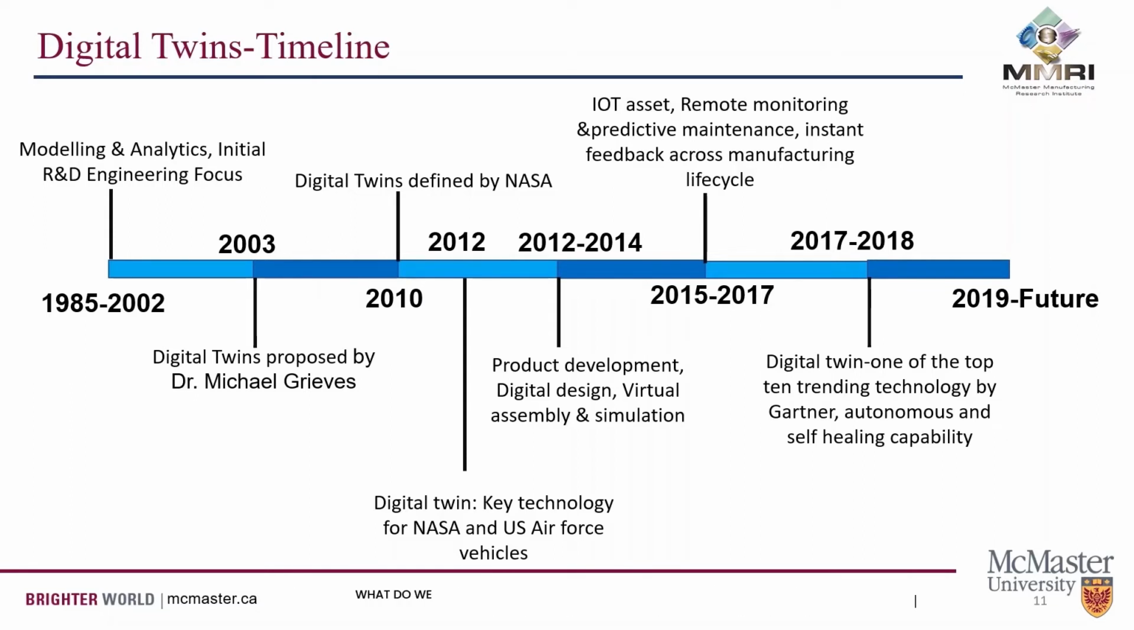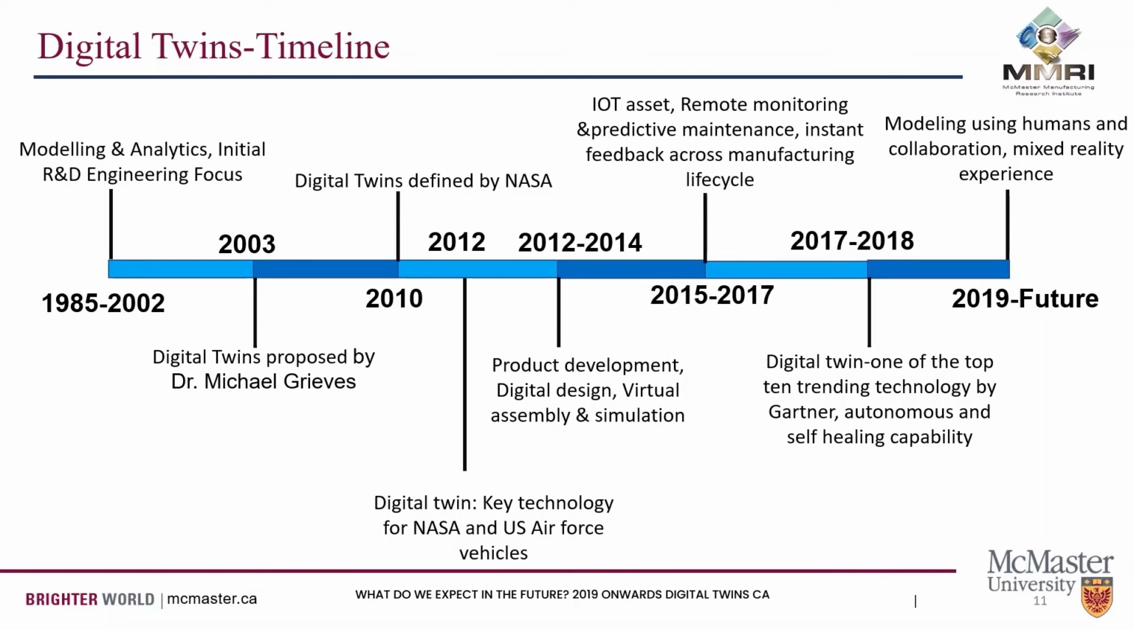So what do we expect in the future? From 2019 onwards, the digital twin can be used for modeling using human and device collaboration. And there will be a lot of people awareness and intelligence. There will be a lot of mixed reality experience.